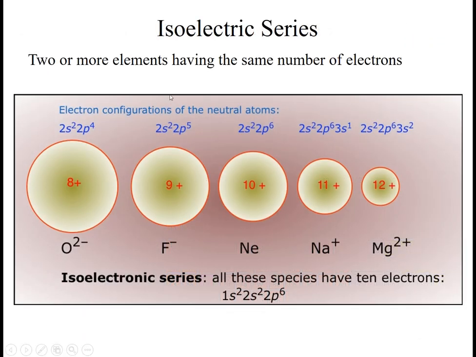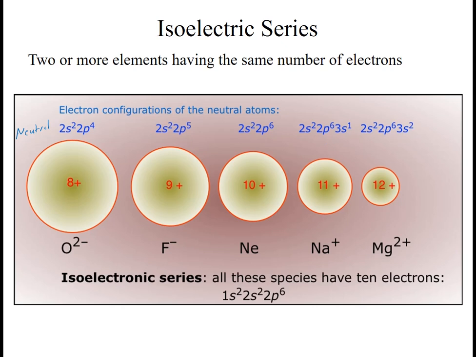And so here's the definition of the isoelectronic series: two or more elements having the same number of electrons. So the example that it gives me here is these are the neutrals up here. So these are neutral. Okay, so oxygen is a p4. Fluorine is a p5. Neon is a p6. Sodium is a 3s1, and magnesium is a 3s2.